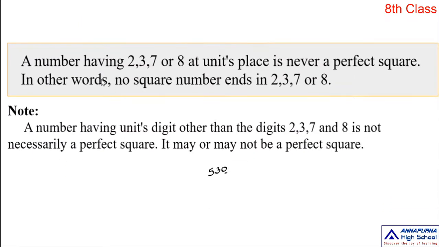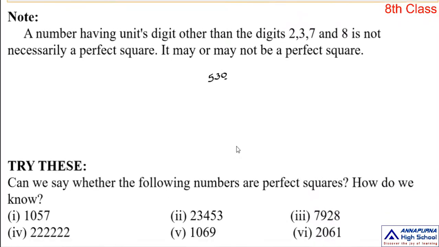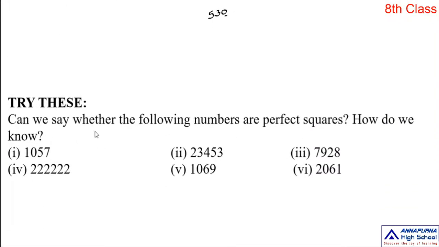Is it clear? So a number having 2, 3, 7 or 8 at units place is never a perfect square number, 100%. In case a number has a units digit other than these digits, we can't say whether it is a perfect square number or not. It may or may not be a perfect square number. By doing the prime factorization, we decide whether the given number is a perfect square or not. Okay, here one question is there. Try this. Can we say whether the following numbers are perfect squares? How do we know?